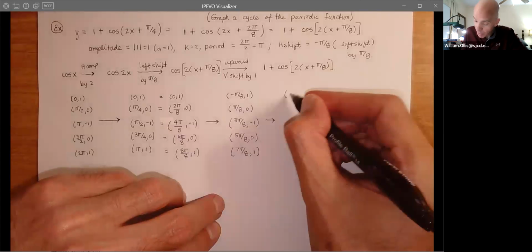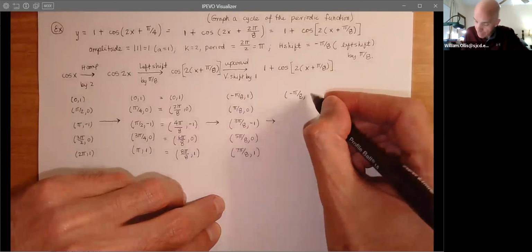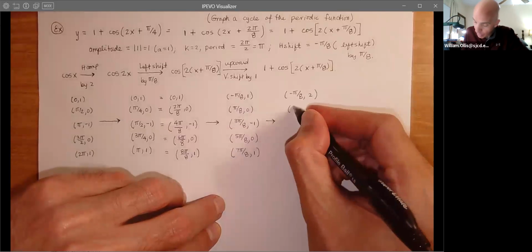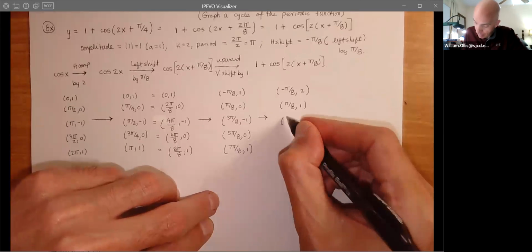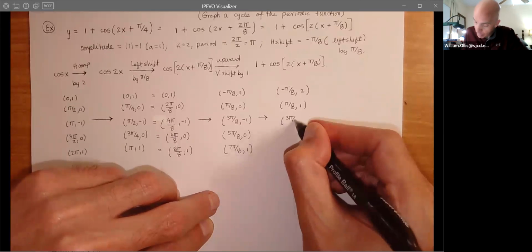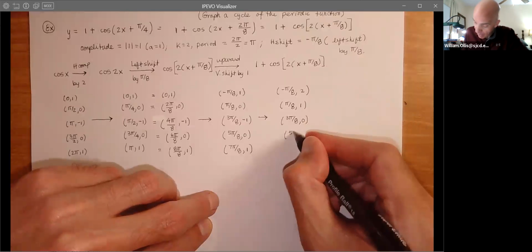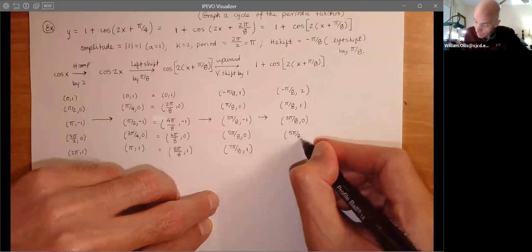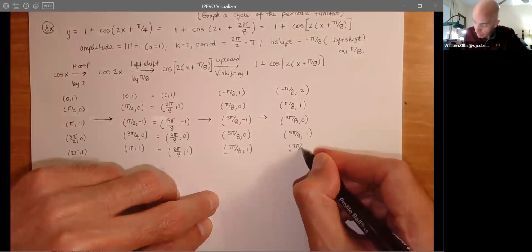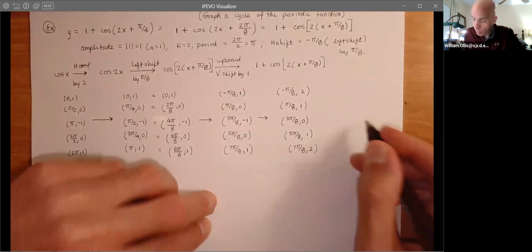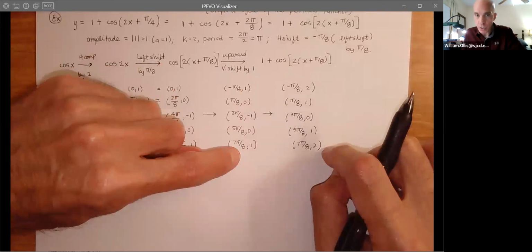So we have negative pi over 8. So we get 2, and then we have pi over 8, gives us a 1, and then 3 pi over 8, that'll give us a 0, and then 5 pi over 8, 1, and then 7 pi over 8, back up to 2. So adding 1, we get 2, 1, 0, 1, 2.